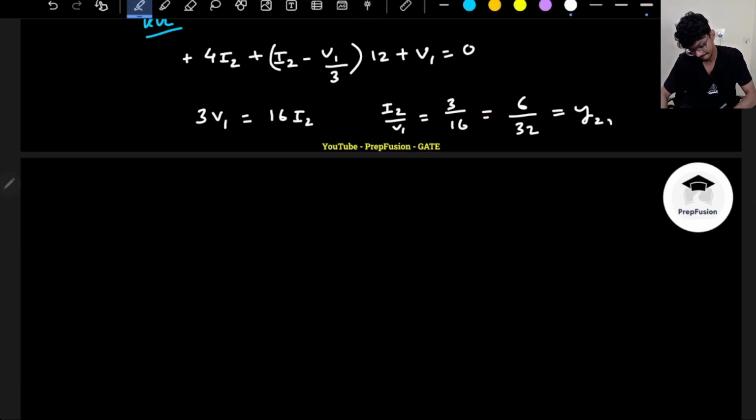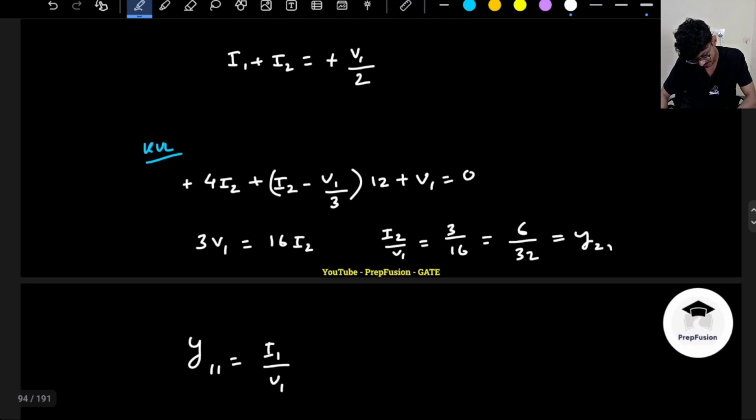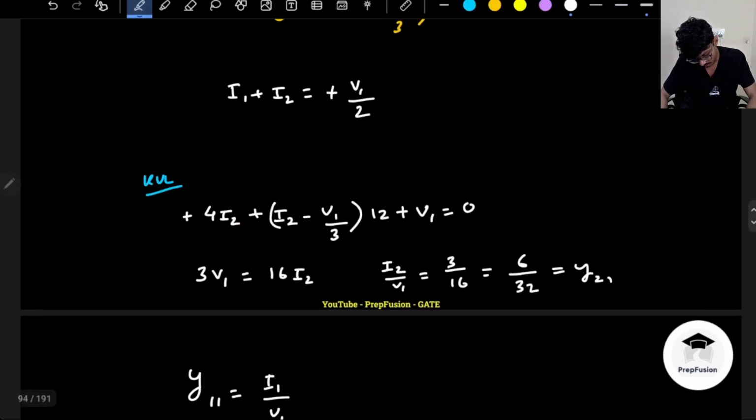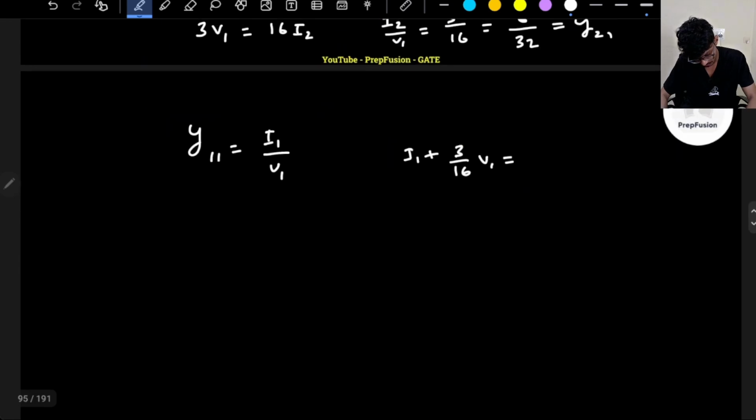What about Y11? Y11 is I1 upon V1, correct? So I can replace this I2 here. I2 is equal to 3 by 16 V1. So I can write this equation: I1 plus 3 by 16 V1 equals V1 divided by 2. So my I1 will be equal to, this will get multiplied by 8, so this will be 5 V1 divided by 16.